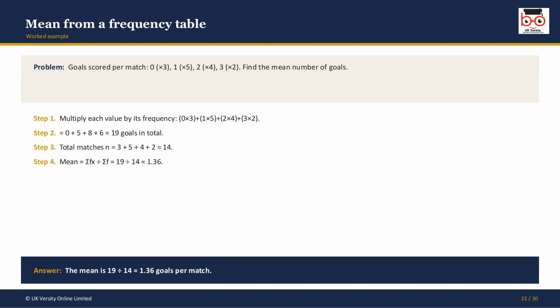Here's a mean from a frequency table. Goals per match are 0 on 3 occasions, 1 on 5, 2 on 4, and 3 on 2. Multiplying each value by its frequency gives 0, 5, 8, and 6, which total 19 goals. The number of matches is 3 plus 5 plus 4 plus 2, that's 14. So the mean is the sum of fx over the sum of f. 19 divided by 14, about 1.36 goals per match.